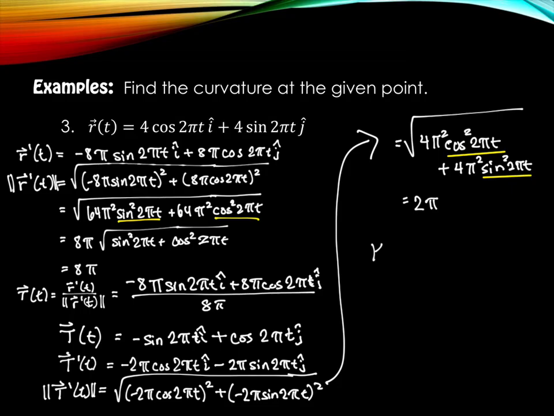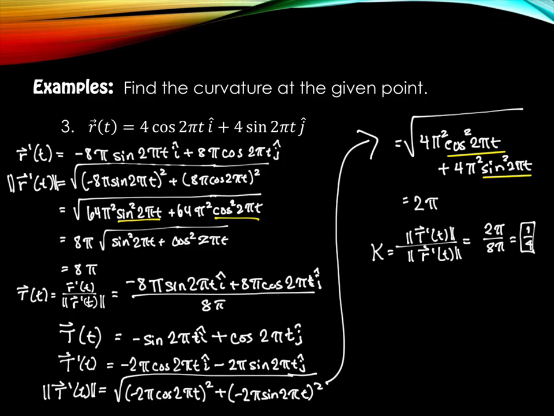And then our curvature is supposed to be the magnitude of T prime of t divided by the magnitude of R prime of t. And these were very friendly values, right? I actually got 2 pi for the top. I have 8 pi for the bottom. What does the curvature end up being? It's 1/4. And so I get a 1/4 at the end.